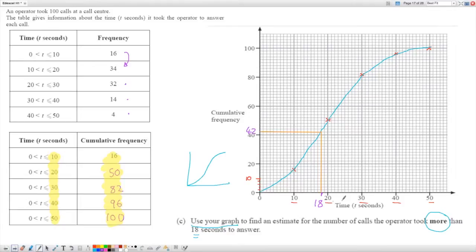But we want to know how many take more than, so in this direction, how many more than. So we're going to take 100 as our total, subtract 42 to find out that there were 58, the frequency between the 42 upwards, for the number of calls the operator took more than 18 seconds to answer. So that's really key there, that last bit. The answer is not 42, you're subtracting 42 from the total frequency, 100.